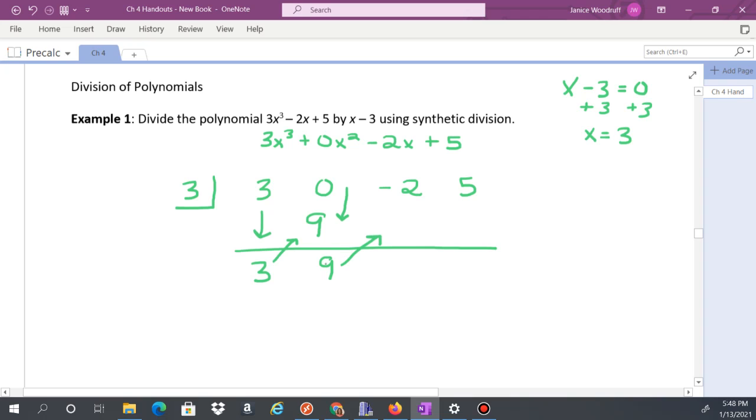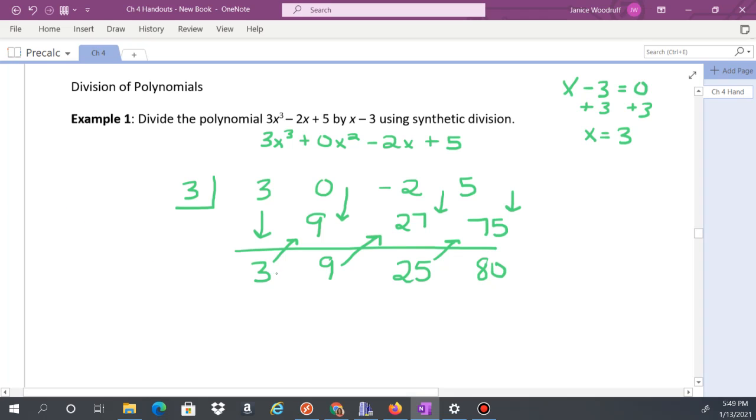And then I repeat. 9 times 3 gives me 27. -2 plus 27 gives me a positive 25. 25 times 3 gives me 75. 5 plus 75 gives me 80. If I don't have a 0 as my last value there, then I say, okay, 3 is not a 0 of the problem, but I can still do the division. I just have a remainder. So that's my remainder there.